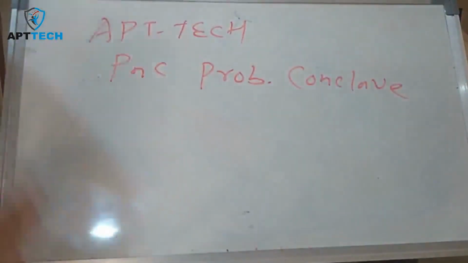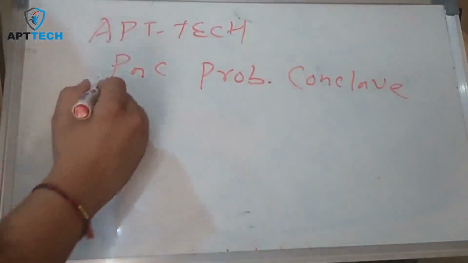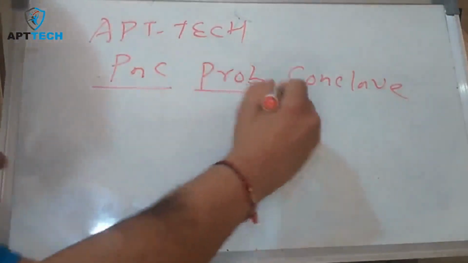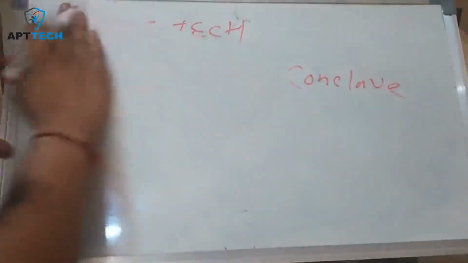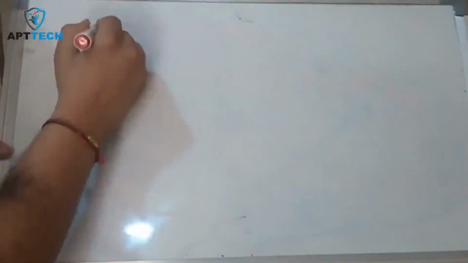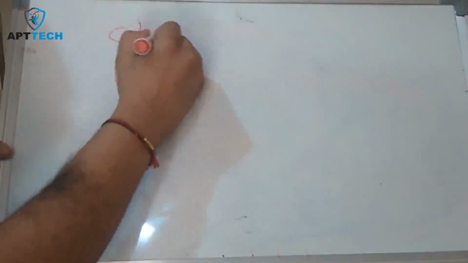Now, this conclave will comprise 8 to 10 videos. In every video, step by step, we are trying to learn permutation, combination and probability. So let us start. Chapter 1.